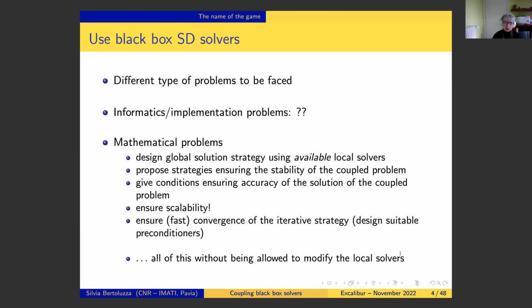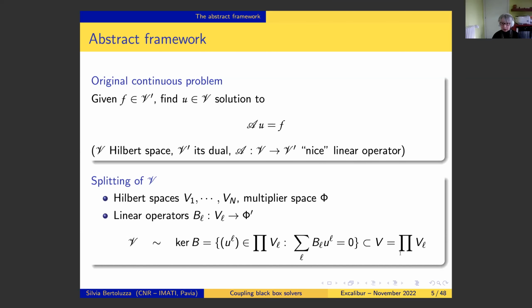Okay, so going on with an abstract framework, you have your original continuous problem. This is quite natural, but you have a problem of the form AU equals F in a Hilbert space, where A is a nice linear operator.